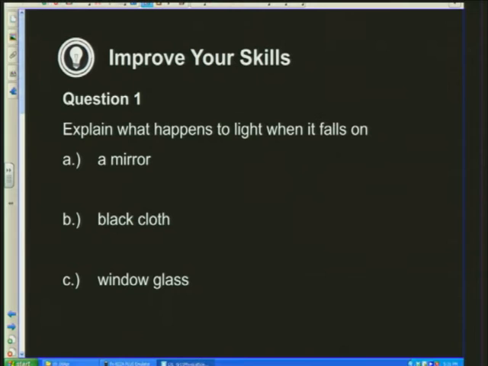Now it's time to get on with the revision. Right, let's go through some of these questions. Explain what happens to light when it falls on a mirror. Well, we've done it already.